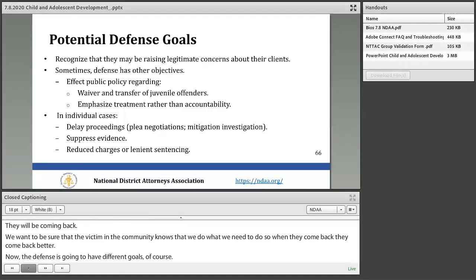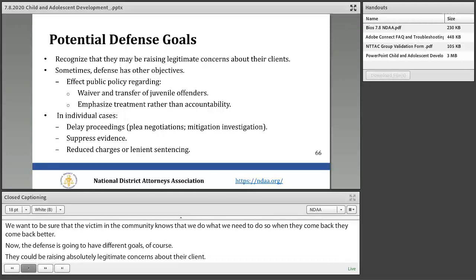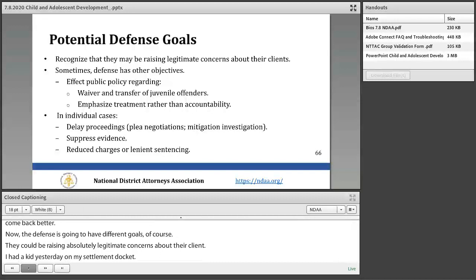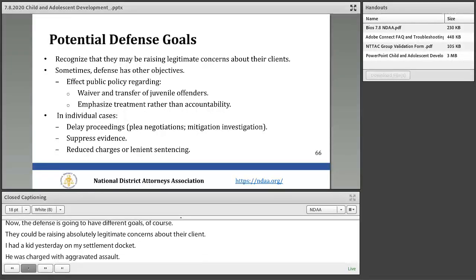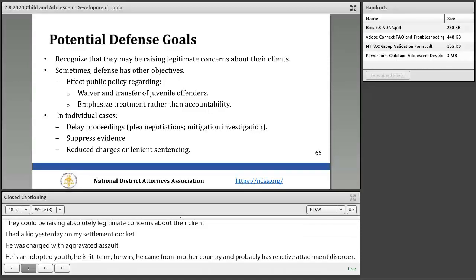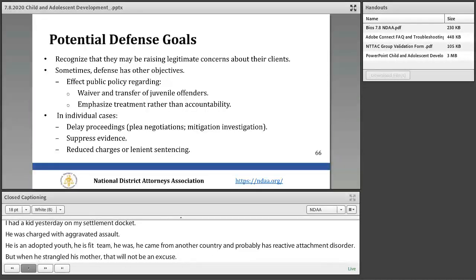Now, the defense is going to have different goals, of course. They could be raising absolutely legitimate concerns about their clients. I had a kid yesterday on my settlement docket, and he was charged with aggravated assault. He's an adopted youth. He's 15. He came from another country. He probably has reactive attachment disorder. But when he strangled his mother, that's not going to be an excuse.